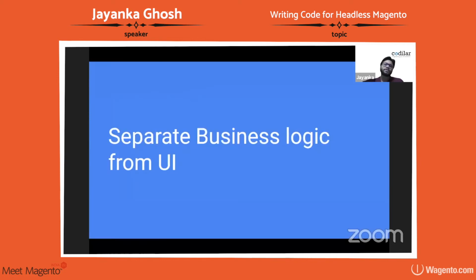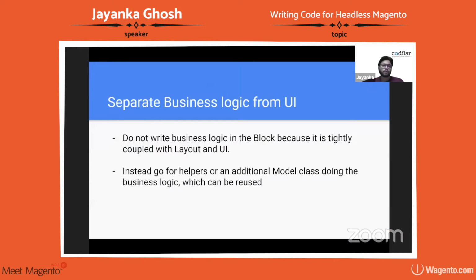The second thing is, and this is also something you guys will know, but again it's very important: separate your business logic from the UI. What I'm trying to say is that whenever you're writing some business logic, do not write it in the block, because block is a part of the layout system, the MVC system. It's part of the V, the view system. It has layout, block, and template.